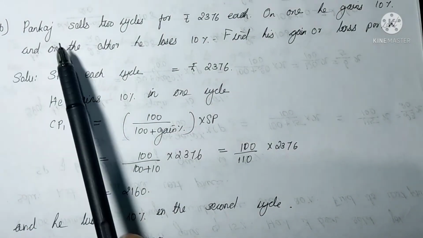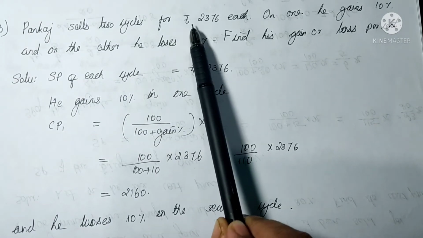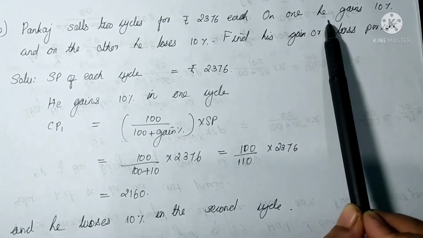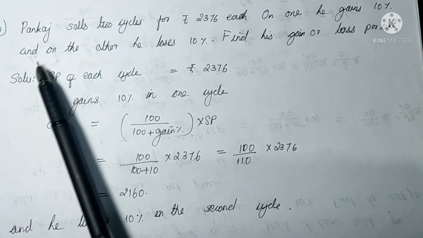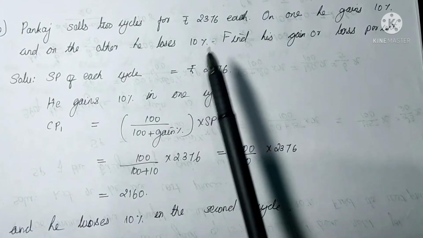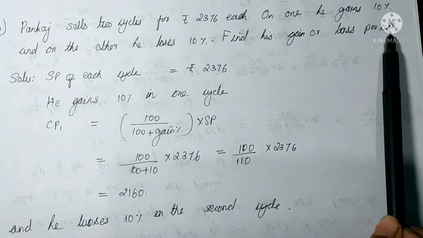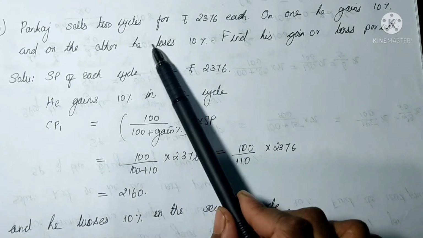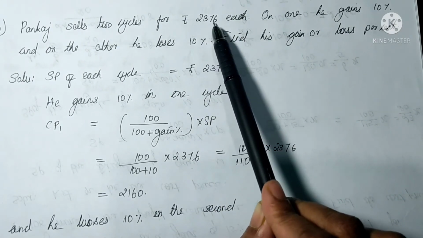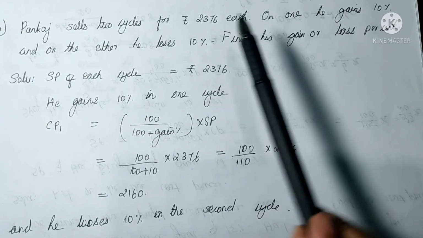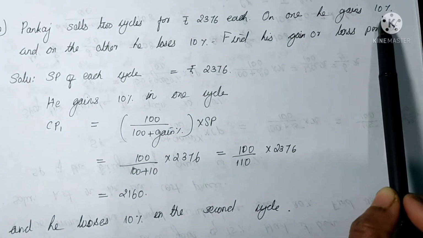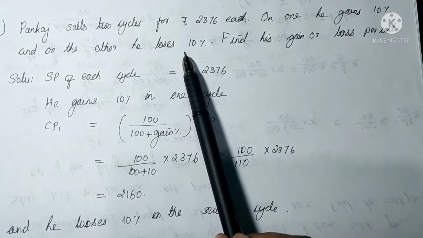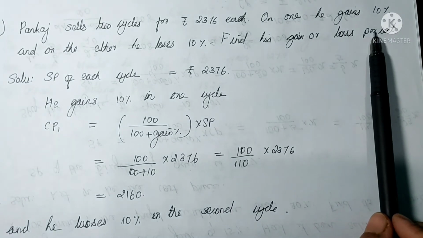Question number 16. Pankaj sells 2 cycles for rupees 2376 each. On one he gains 10% and on the other he loses 10%. Find his gain or loss percent. Let's see the question once again. There are 2 cycles and the price of each cycle is 2376. When he is selling, for the first cycle he gains 10%, but for the second cycle he loses 10%. So we have to find the gain or loss percent.